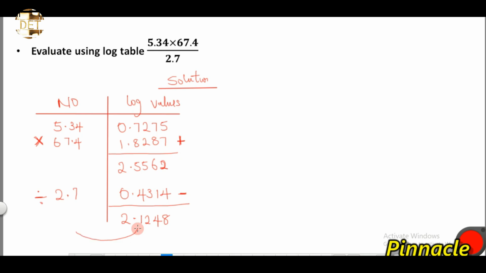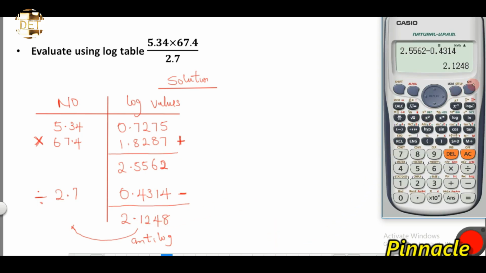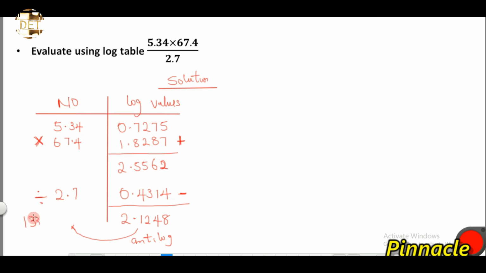Having gotten this, the next thing I would want to do is to look for the anti-log of this number. So what's the anti-log of 2.1248? I'll bring in my calculator, press shift and then press log to get the anti-log, and then I'll put in this value, which is 2.1248, and that is equal to 133.29. This is our answer.